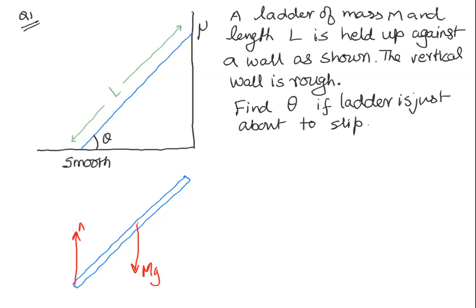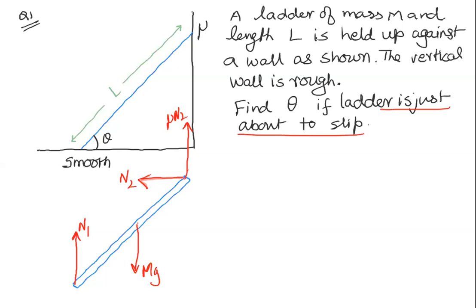There is a normal reaction N1 because of the smooth horizontal floor. There is a normal reaction N2 because of the rough vertical wall. And there is a vertical force mu N2. Now I know its value is mu N2 because the ladder is just about to slip.